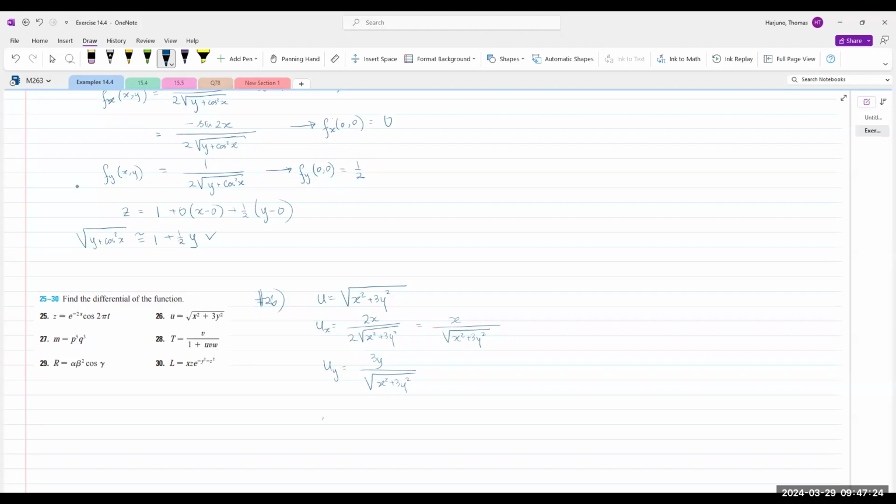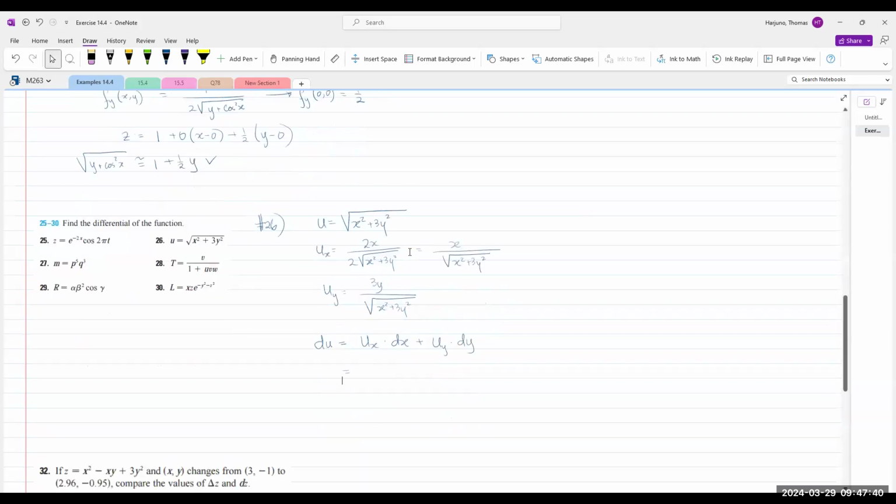Okay, so what is the differential of u? That will be u sub x times dx plus u sub y times dy, right? Okay, that will be x dx plus 3y dy over square root of x squared plus 3y squared. That's the differential.